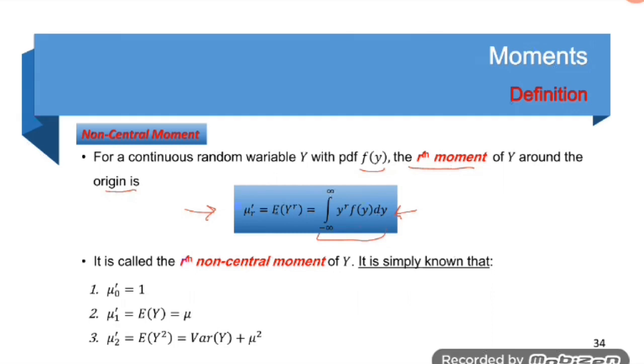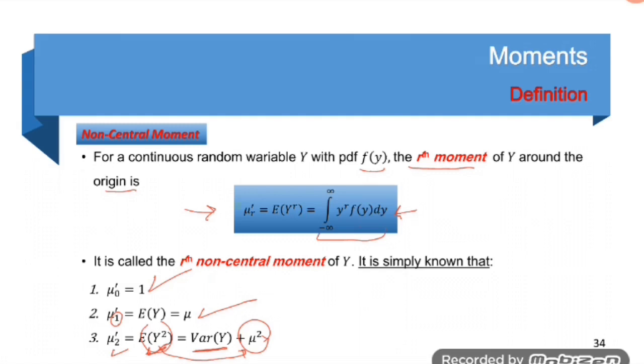For r equal to 1, this will give us the expectation, and for r equal to 2, this will give us the expected value of y squared that we use to find the formula. So we have variance of y equal to expected value of y squared minus mu to the power 2. So the expected value of y squared equals the variance plus mu squared. And if r equals 0, then y to the power 0 is 1, and the expected value of 1 equals 1. We call this the rth non-central moment of y. We discussed points 1, 2, and 3.